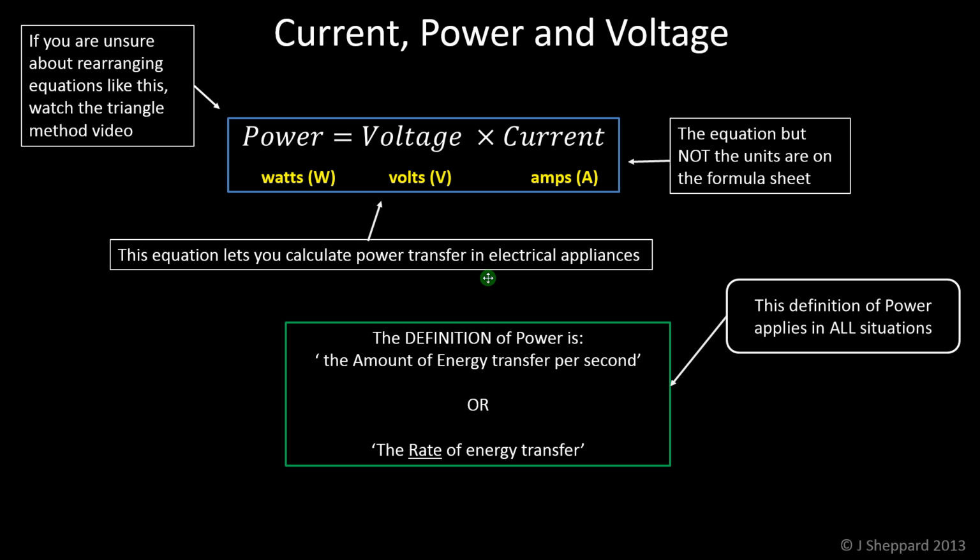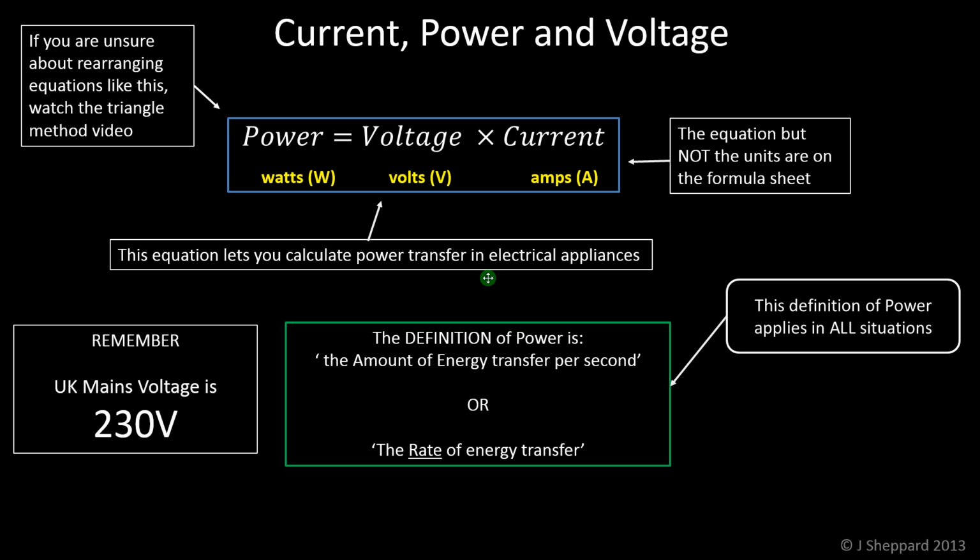And another useful fact to remember, which they won't always tell you, is usually you'll be given numbers to put into these equations, but sometimes they're kind of in code. One of the codes is that if they say that something's attached to the mains, so plugged into a plug socket, then the mains voltage is 230 volts. So that's the number that you use for voltage if it's plugged into the mains.